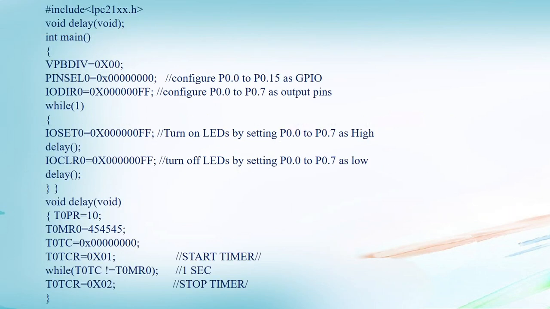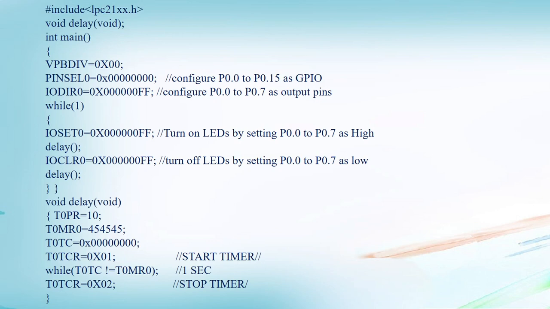In the program we have to add a header file, #include lpc21xx.h. We have declared here the delay function. In the main function, VPBDIV equals 0x00, which is the first step. PINSEL0 is used to configure port 0 or port 1 of LPC2148 as GPIO or for any other functions. So here PINSEL0 equals 0x00, which means configure P0.0 to P0.15 as GPIO. Out of that, we are going to use only the P0.0 to P0.7 pins, which are connected to the LEDs.